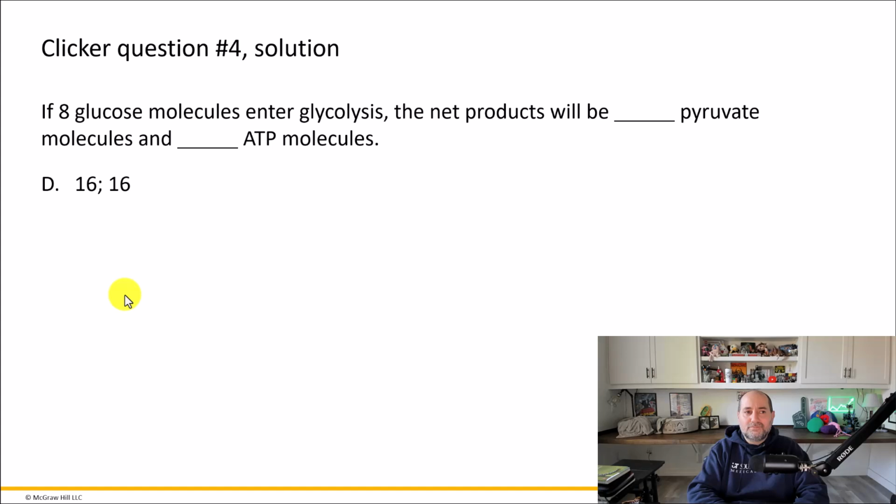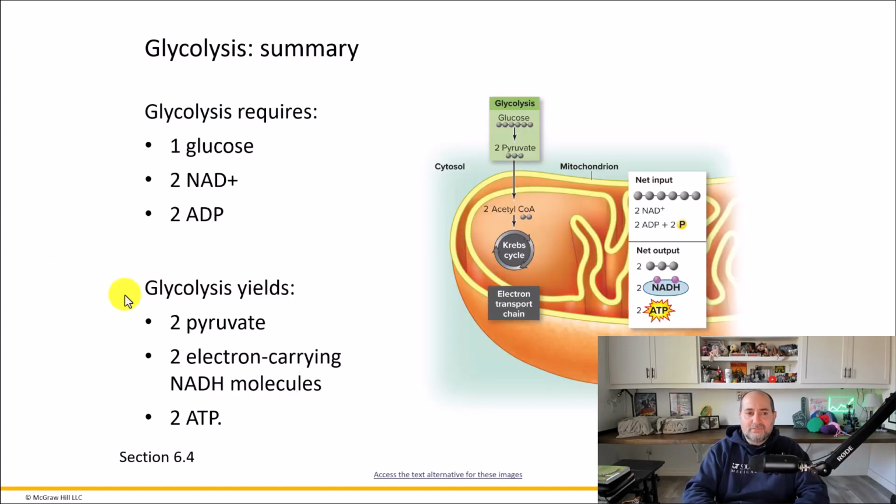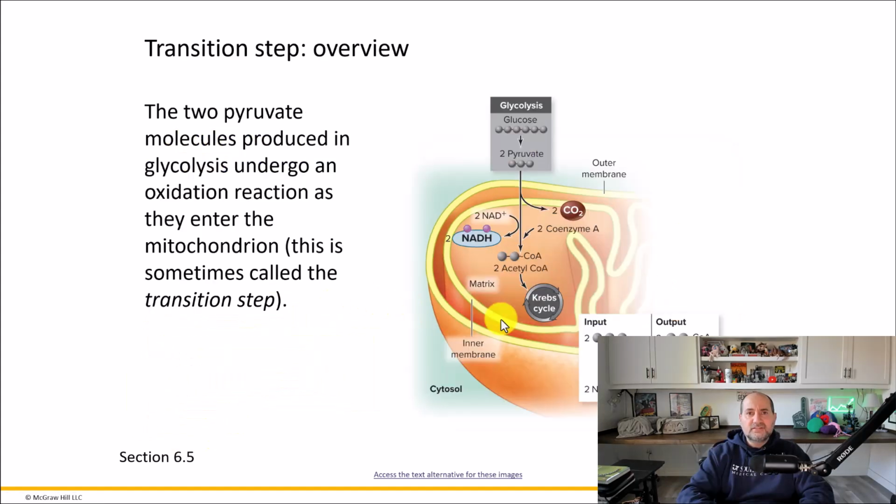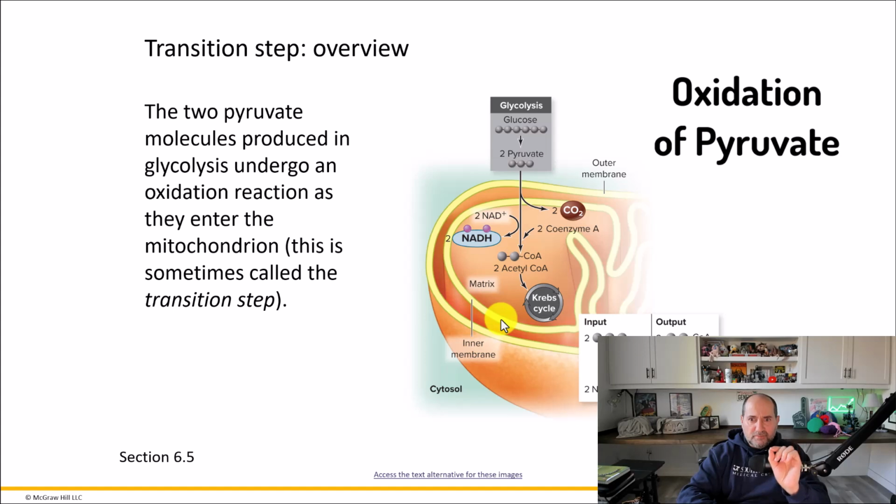Awesome. So I hope you understand glycolysis. Again, I just need you for the non-science majors course to understand the inputs and outputs. Remember, glycolysis occurs in the cytoplasm. It requires a glucose molecule, and it yields 2 pyruvates, 2 NADH, and 2 ATP. Next, remember after glycolysis is the transition step. The transition step is also known as oxidation of pyruvate.